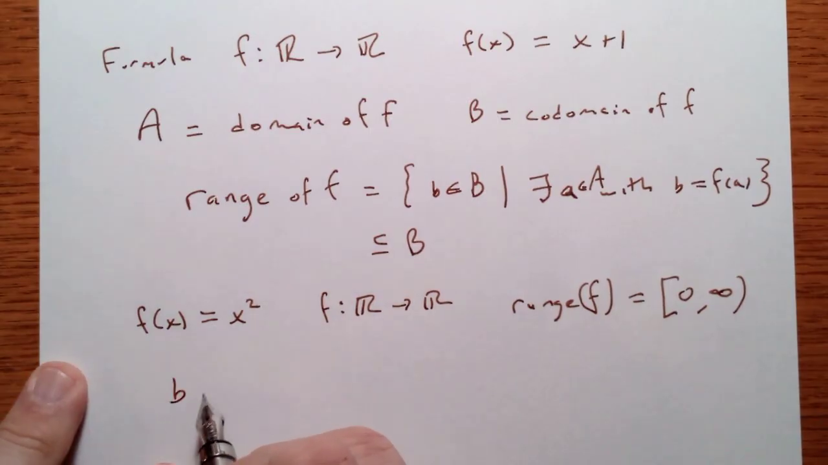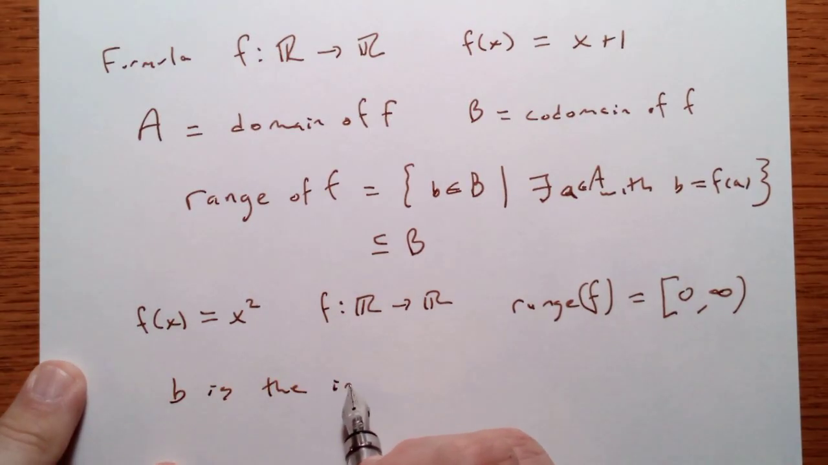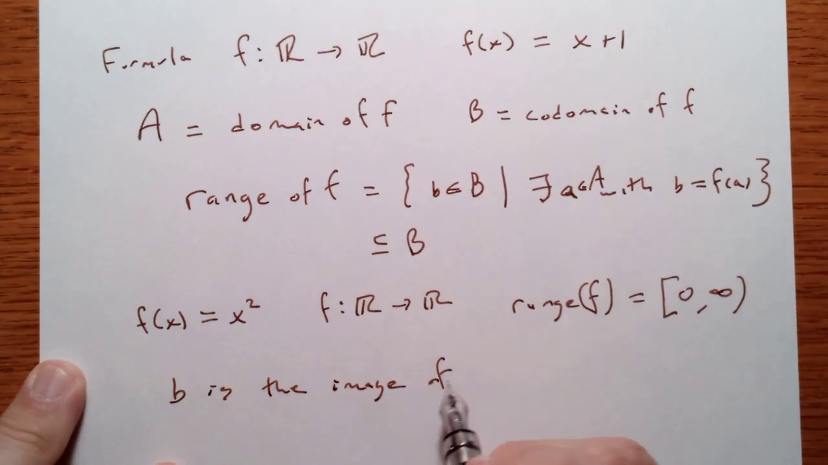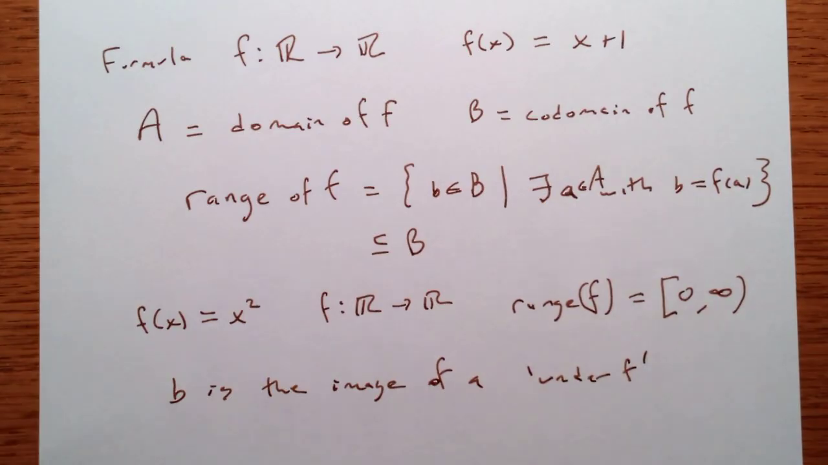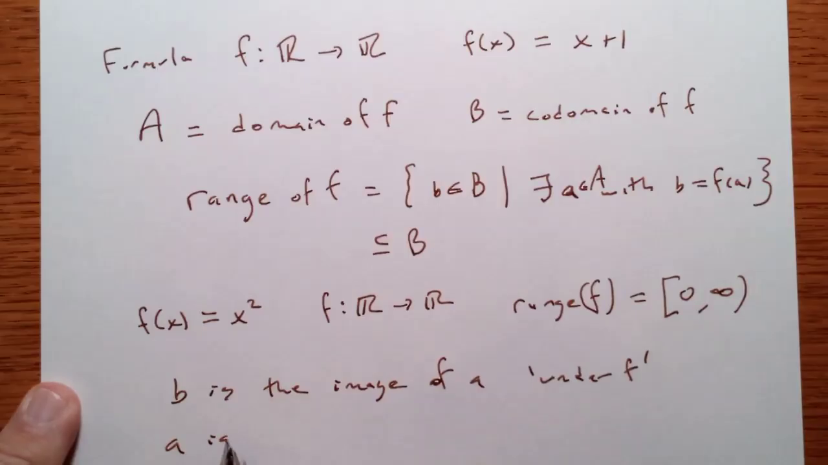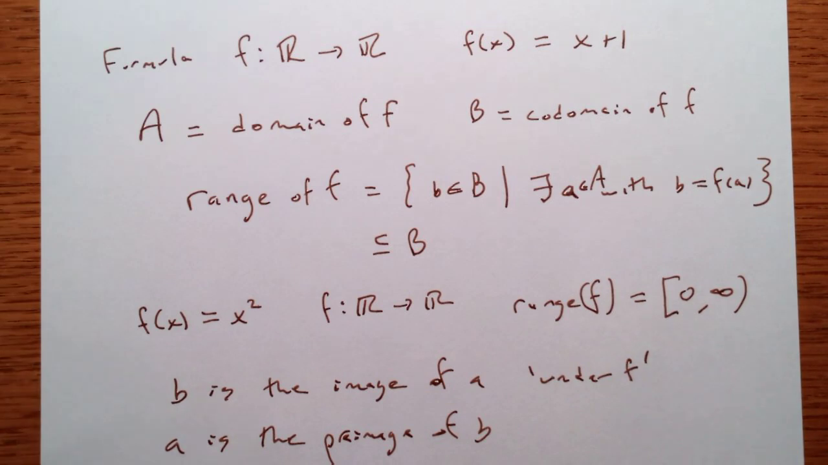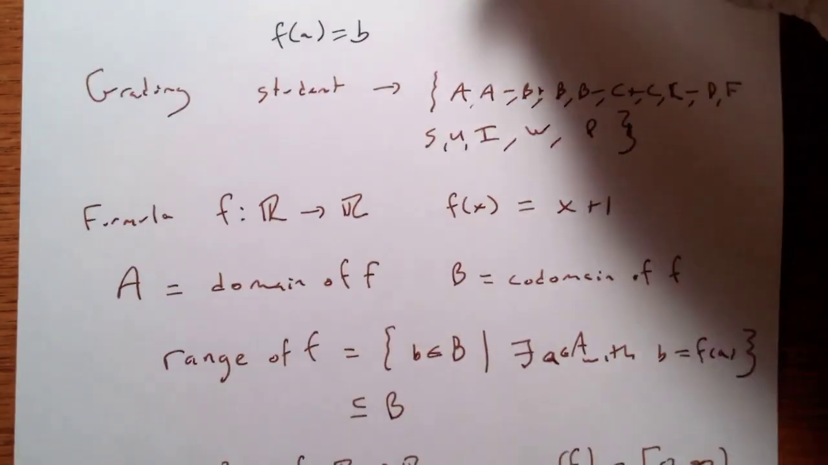B is the image of A under F. Sometimes we reverse those. We think of A as the pre-image. You need to spell that right: P-R-E, image of B. Again, under F. So my function f takes things in set A to things in set B.